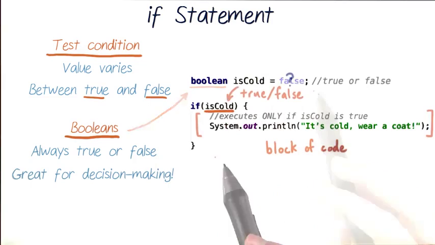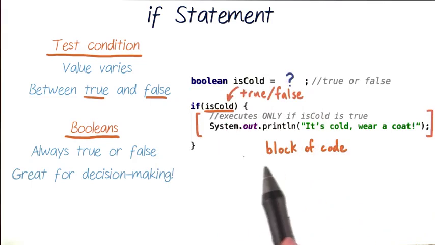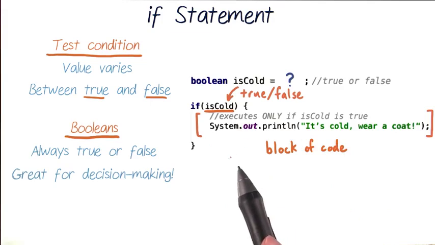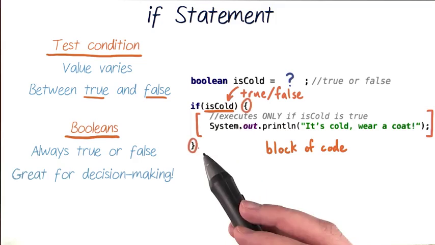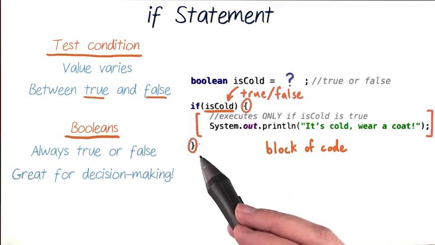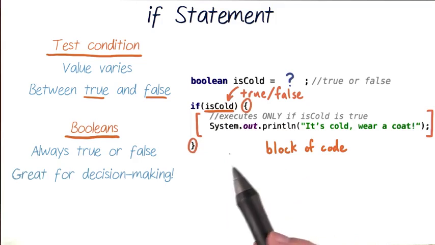The next thing in our if statement is a block of code, which can be multiple lines of code and comments. And this code will only execute if the test condition isCold is true. And this whole block of code is surrounded by these curly braces. And that completes our if statement.